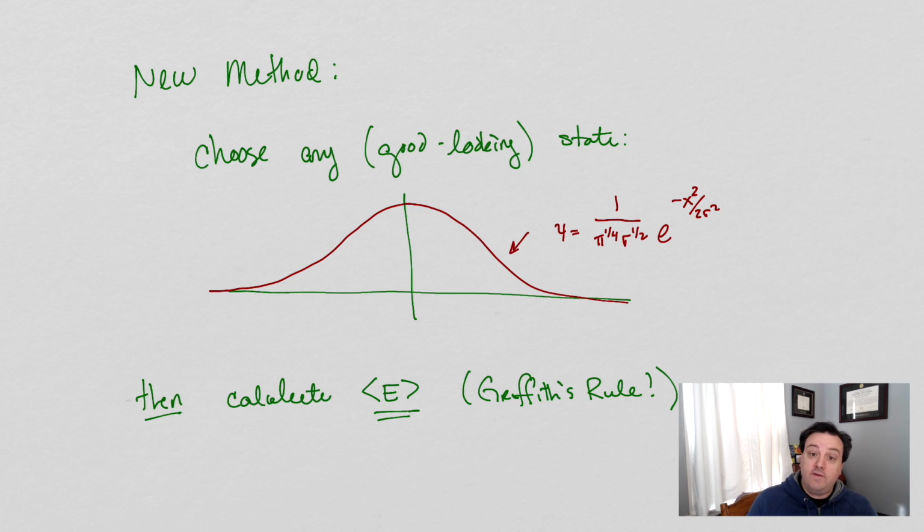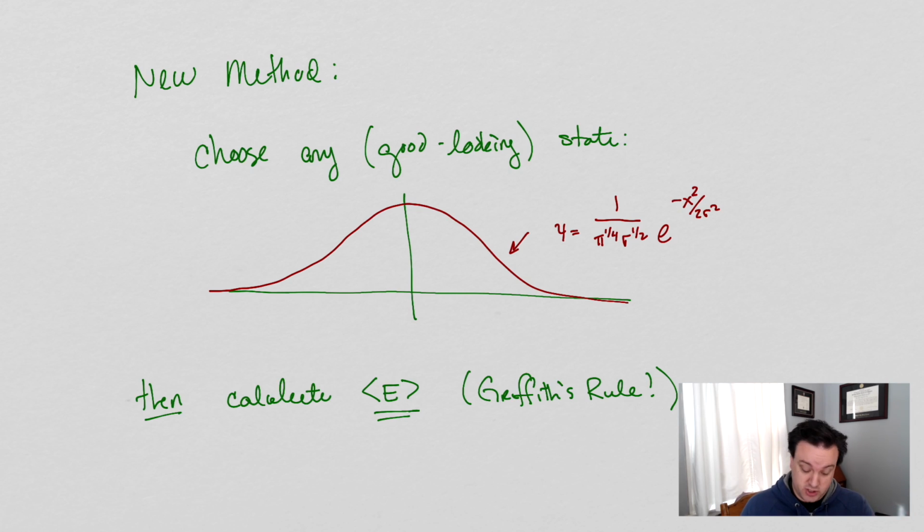And if I use Griffith's rule to calculate the energy, I don't actually have to know what the eigenstates of the energy are before I start the problem, right? I can just calculate the expectation value of the Hamiltonian, and I can get the energy of this state. And if I get the energy of this state, I know it's going to be greater than or equal to the ground state energy.